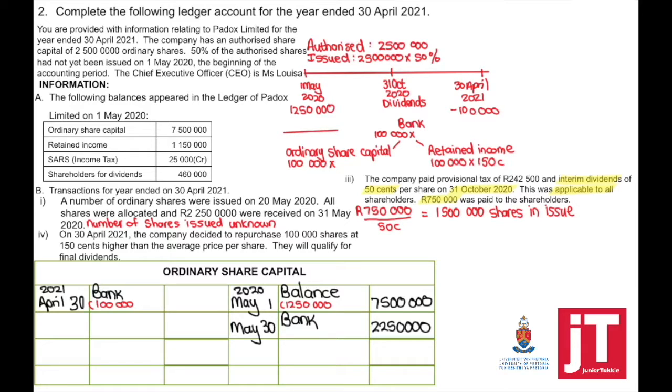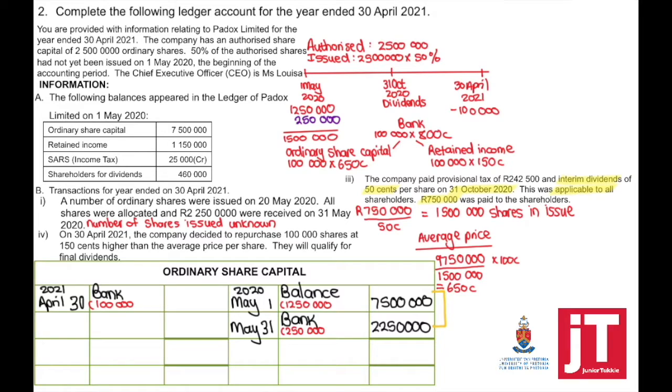So if I go to my timeline, if 1.5 million shares was in issue, and we had in the beginning 1,250,000 shares, it means the difference will show me the amount of shares that was issued on 20 May 2020. And we've received the money on 31 May 2020. Just a correction, the date is May the 31st. So I know now that 250,000 shares was issued. Now that I've got the total ordinary share capital and I know the total number of shares in issue, I can calculate the average price. So to calculate the average price, we take the total ordinary share capital divided by the total number of shares, which means that my average price is 650 cents.